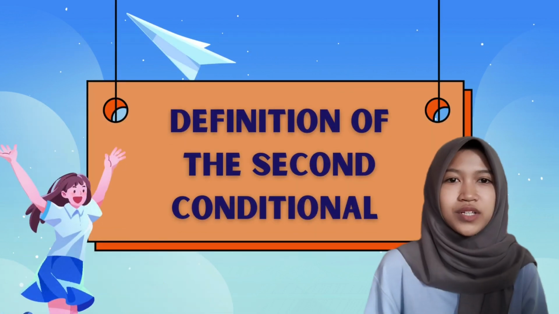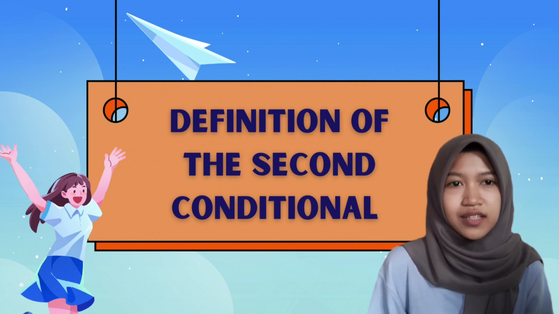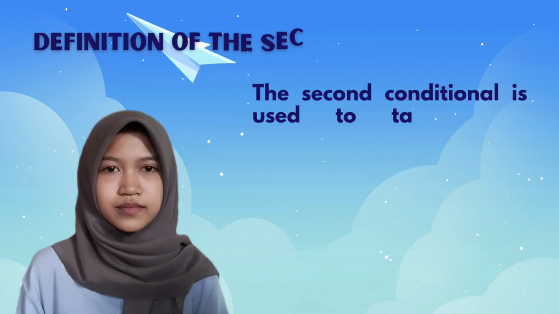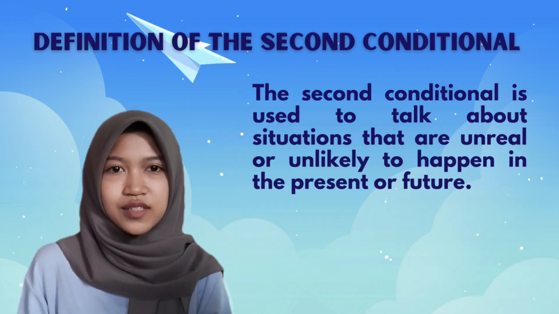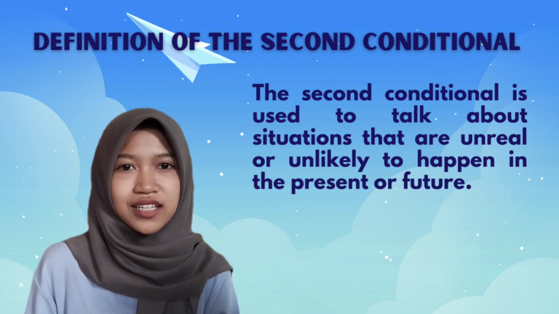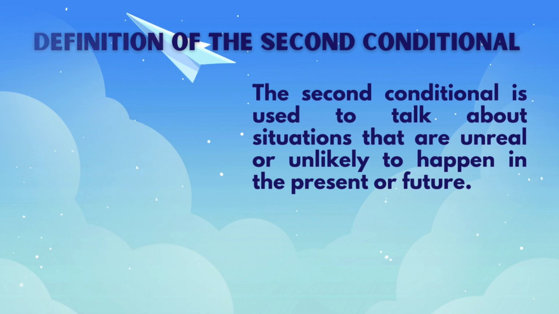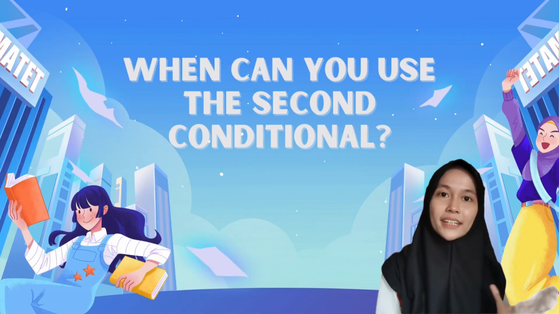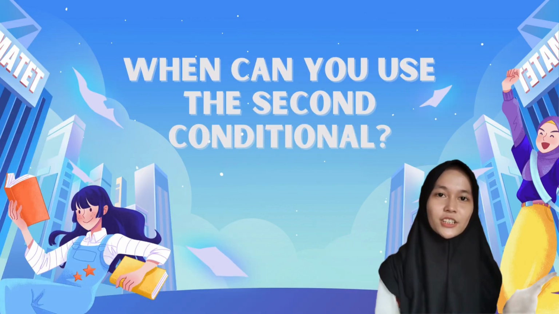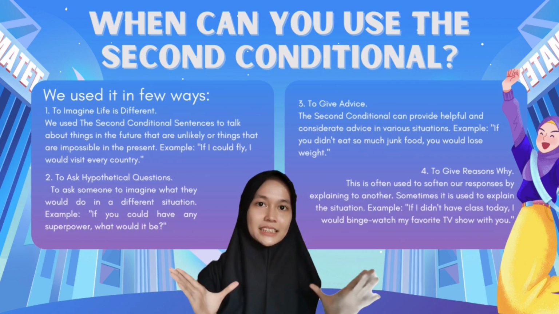And now, we will talk about the main topic, conditional sentence type 2, usually called the second conditional. The second conditional is used to talk about situations that are unreal or unlikely to happen in the present or future. So, when can you use the second conditional? We use it in a few ways.